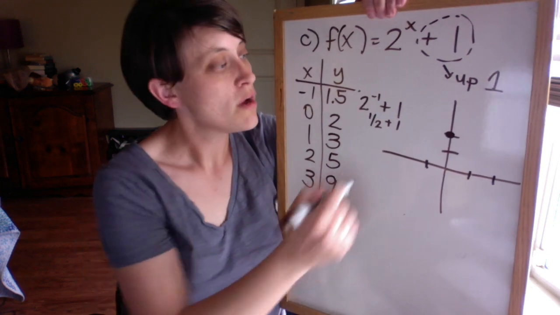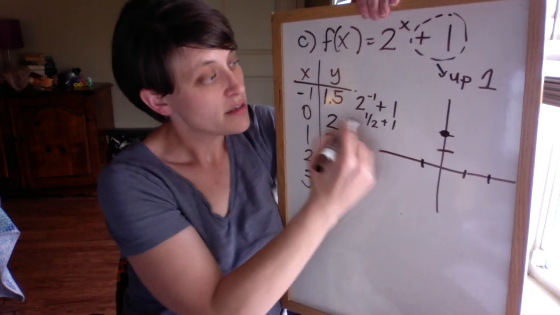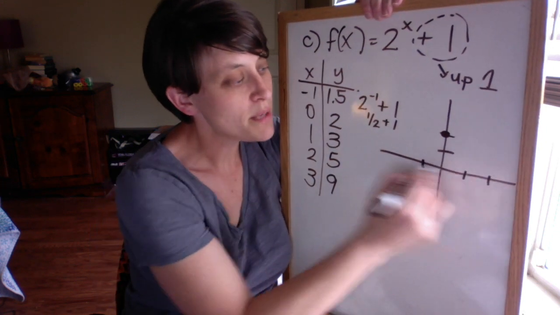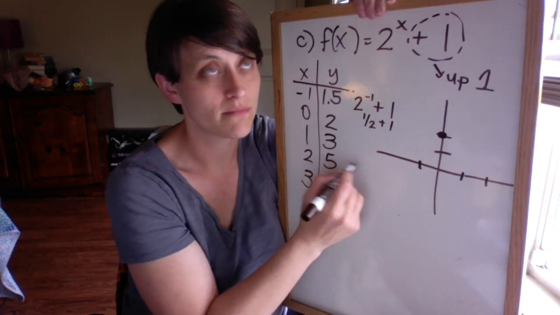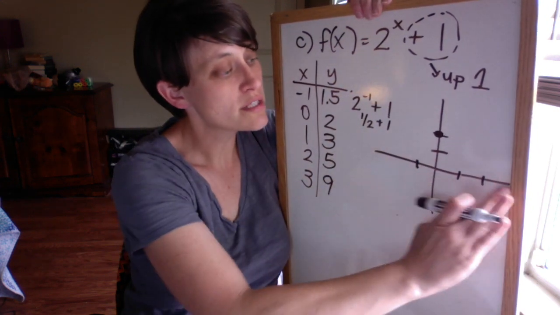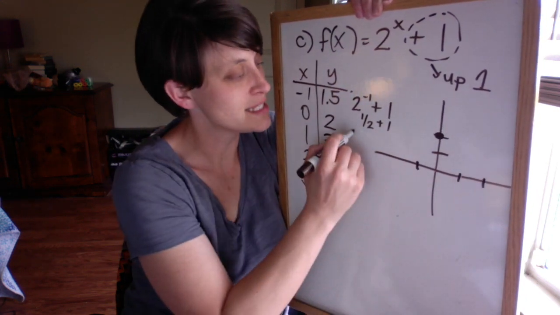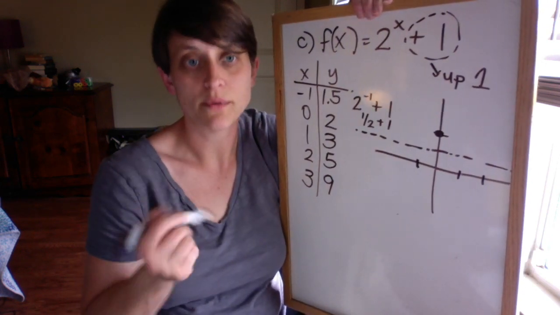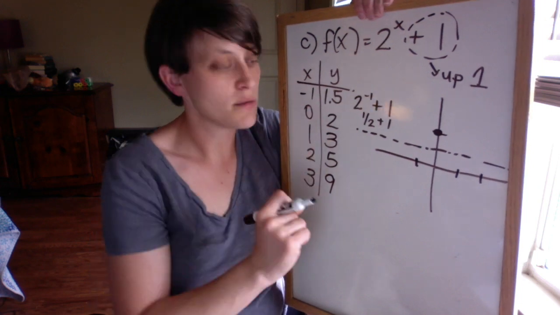So we know that this thing should be increasing. And one other thing that we know is that we're not going to be approaching the horizontal or the x-axis here because everything's moved up 1. So our horizontal asymptote was the x-axis. Since everything's been moved up 1, it'll now be the line y equals 1. So just shift everything up 1.